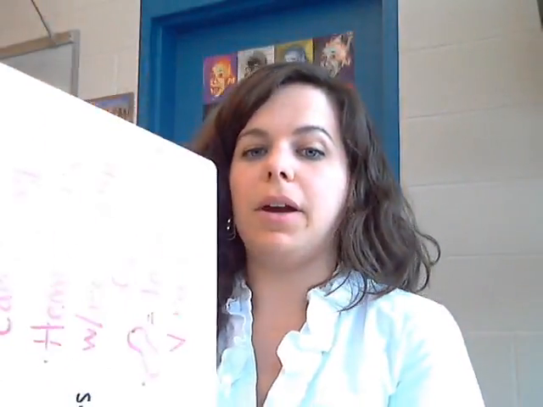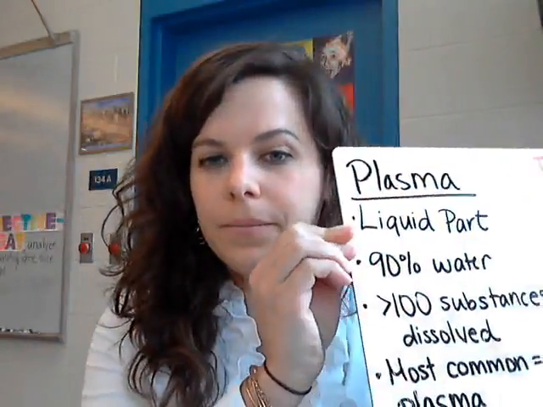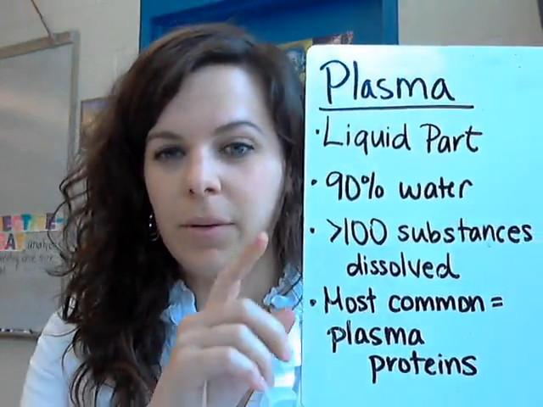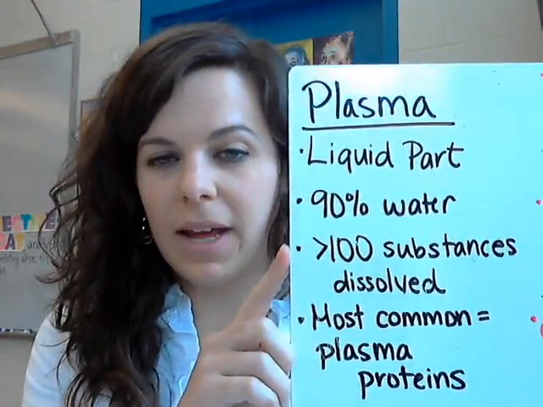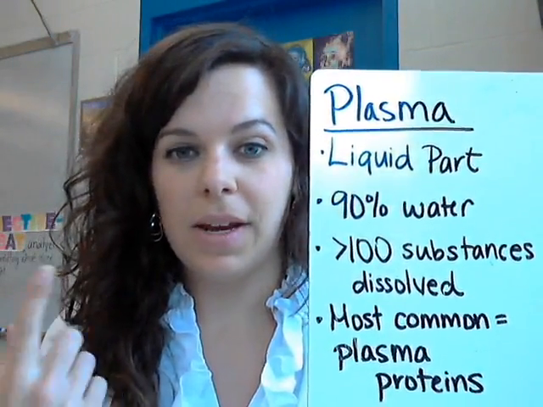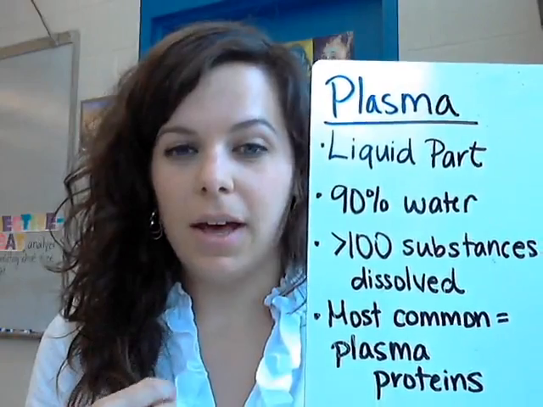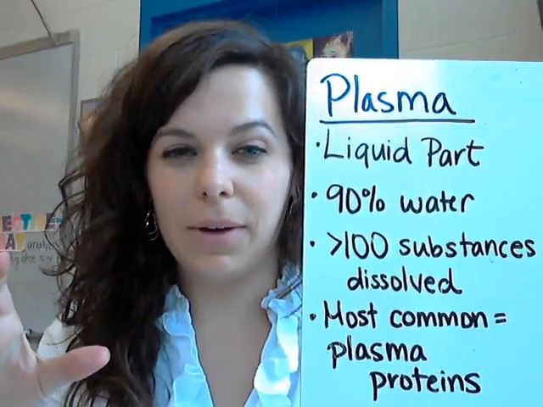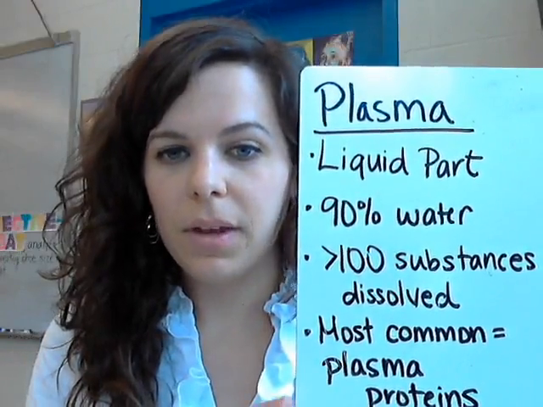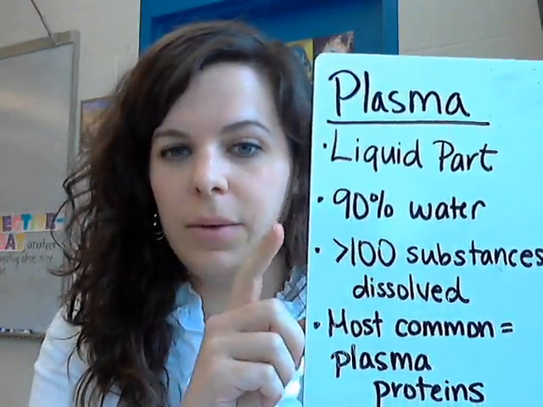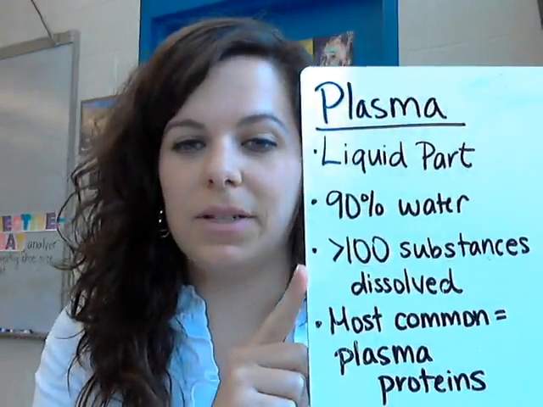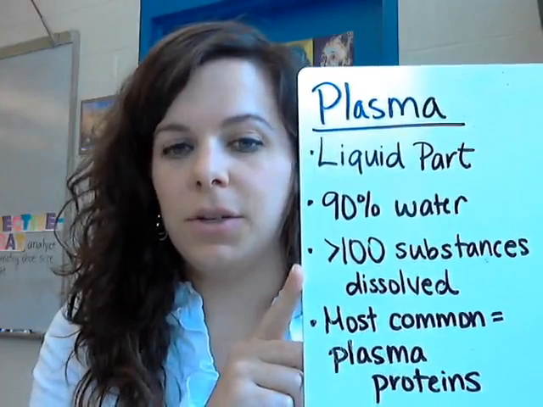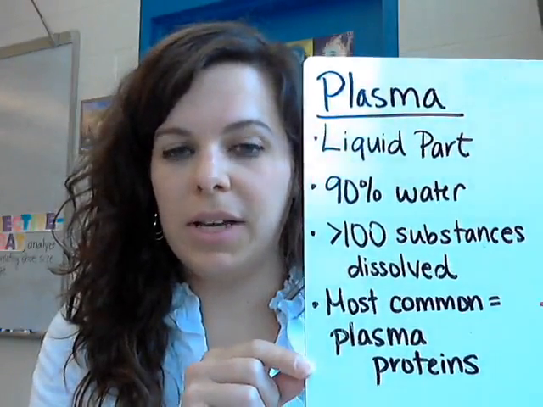So the plasma part of your blood is going to be the liquid part of the blood. And again, that's about 55%. When you centrifuge or spin down the blood parts, the top part will be kind of yellowy liquid, and that's your plasma. It's 90% water with over 100 substances dissolved into that plasma. This can include anything from salts to the most common, which is plasma proteins.